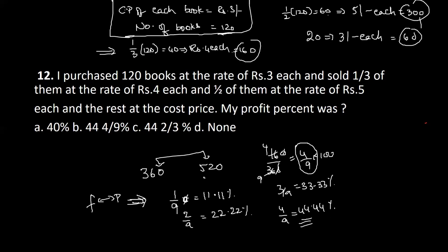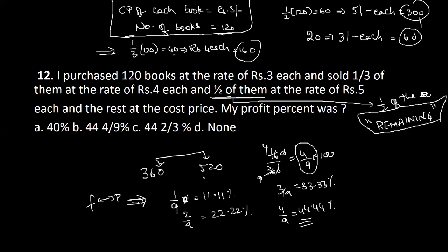Okay, now Vishnu has a question. Why can't we consider 1/3 equals 40, and from 80, half is 40? Okay, all right, fine. So you're saying that after 40 books, there are only 80 left, so we have to consider half of 80. That's your question, right, Vishnu? Now if the question said half of the remaining, half of the remaining, then whatever you said can become true.